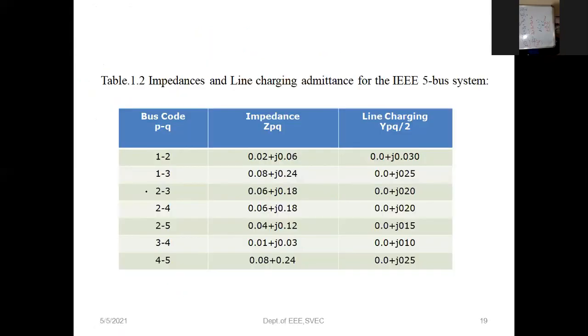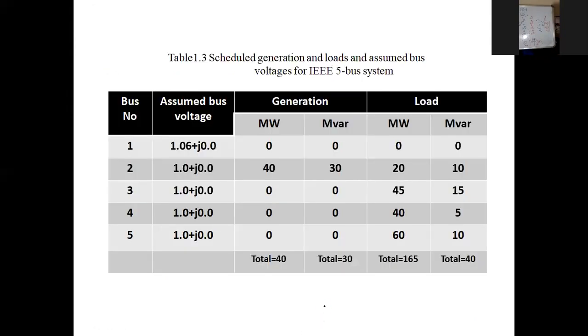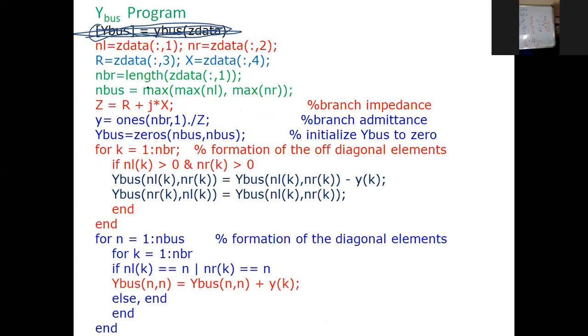You see that here, these are all from buses. These are all to buses. Kindly respond. Yes, sir. Right. So what is my first line? NL. First data NL is my from bus. Similarly, NR is to bus.